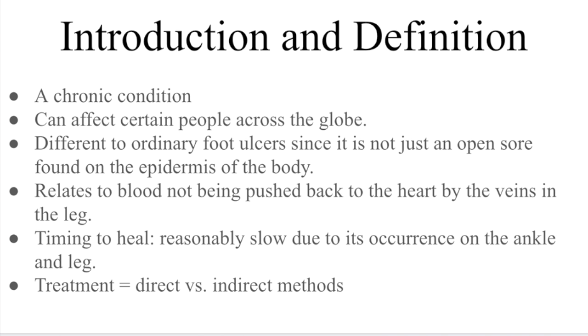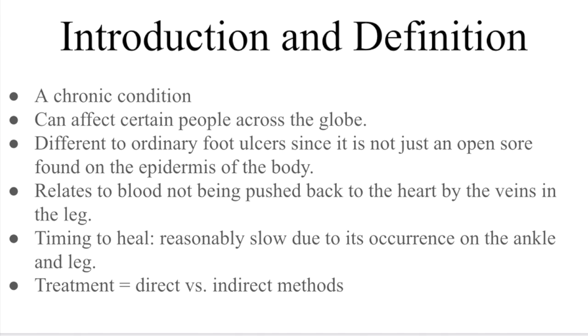The medical condition called venous ulceration is considered a chronic condition that affects certain people across the globe. One major factor that needs to be considered is that there is a difference between a standard ulcer and a venous ulcer. A foot ulcer, firstly, is defined as an open sore found on the surface of the skin, known as the epidermis. People who are likely to develop foot ulcers are those that have diabetes, especially type 2, and those patients whose blood flow is very poor or low.